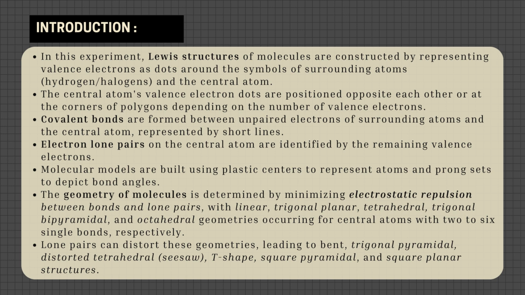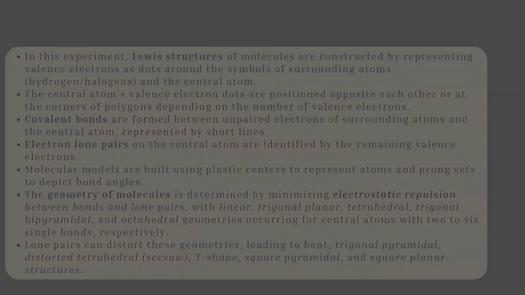So the geometry of molecules is determined by minimizing electrostatic repulsion between bonds and lone pairs, with linear, trigonal planar, tetrahedral, trigonal bipyramidal, and octahedral geometries occurring for central atoms with 2 to 6 single bonds, respectively. The lone pairs can distort these geometries, leading to bent shape, trigonal pyramidal, distorted tetrahedral or seesaw shape, T-shape, square pyramidal, and square planar structures.